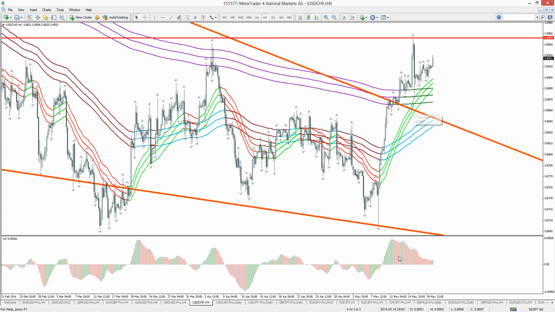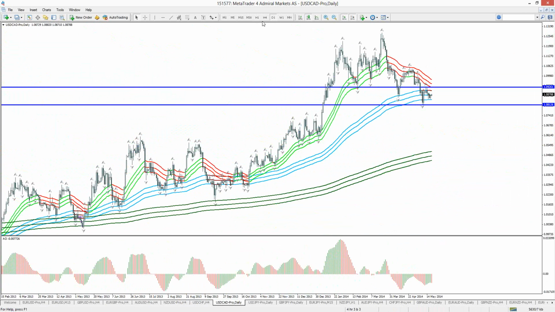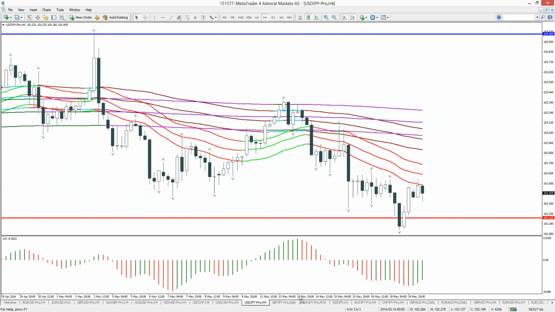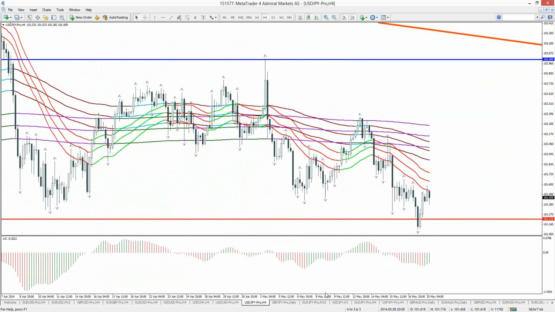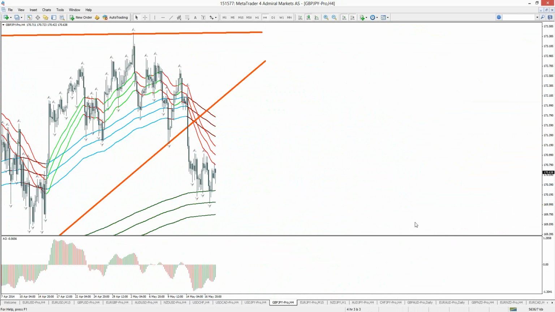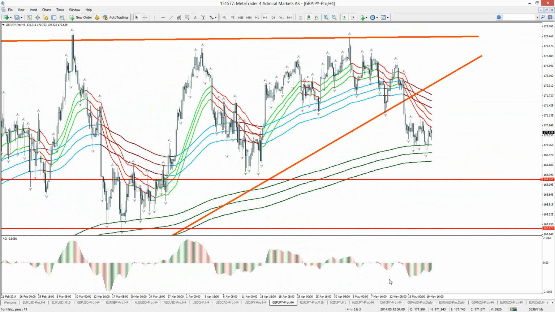Dollar Swiss has a pretty good upside. Need to wait for it to get back to the zero line. Dollar CAD. No. Dollar yen, divergence between the bottoms. If anything, it has more downside.